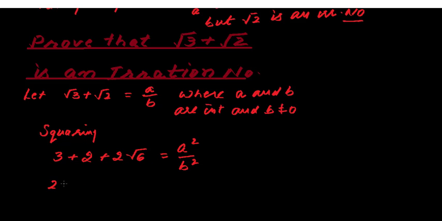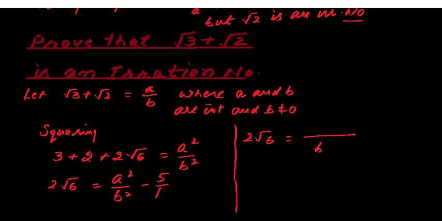What will you get in the next line? 2√6 will be equal to a square upon b square minus 5 upon 1. Simplify this. I am simplifying it. 2√6 is equal to, take b square as LCM, it will be a square minus 5b square divided by 2. So you will get √6 is equal to a square minus 5b square upon 2b square.